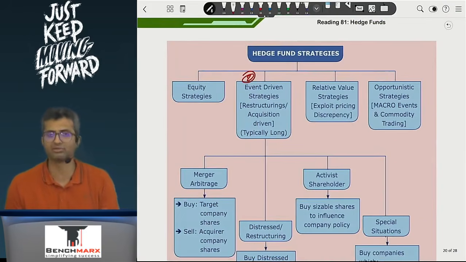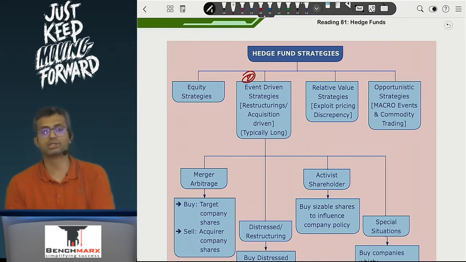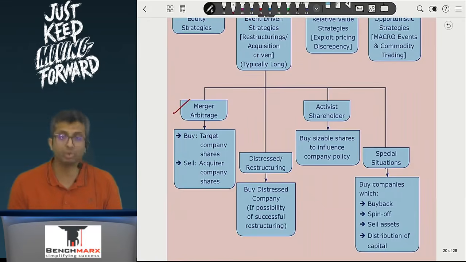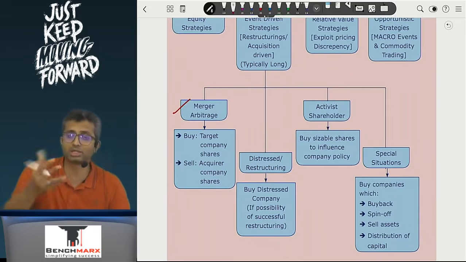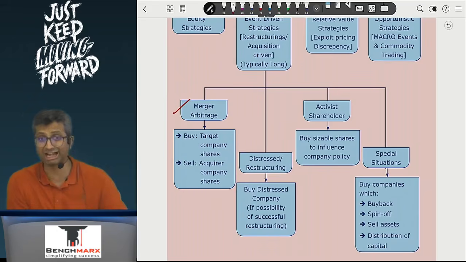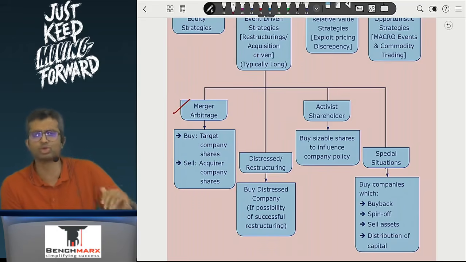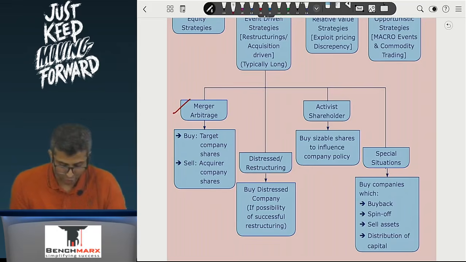Second is event driven strategies, where you'll have mergers or demergers, spin-offs, distress, and based on those events you will build up a strategy. There's one strategy called merger arbitrage. If you know that there is a merger which is likely to happen, you will usually go long or buy the target company, because the acquirer will usually pay a premium for that, and you will go short the acquiring company because usually the acquirers tend to overpay, and as a result their values don't rise as much. So over here you will buy the target company, sell the acquiring company.